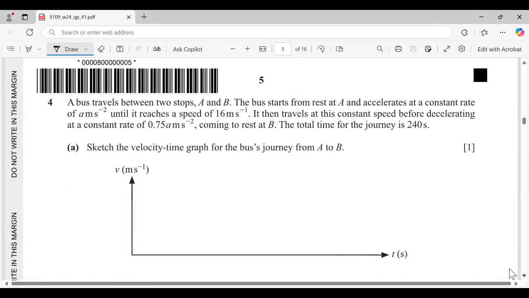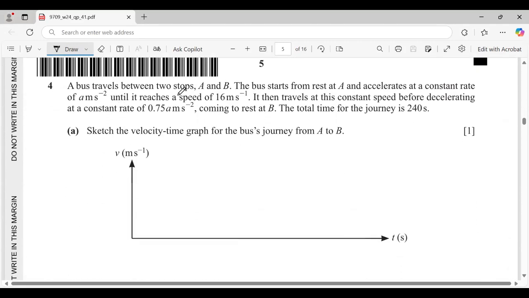Next question, number 4. A bus travels between two stops, A and B. The bus starts from rest at A and accelerates at a constant rate of a meters per second squared until it reaches a speed of 16 meters per second. It then travels at this constant speed before decelerating at a constant rate of 0.75a meters per second squared, coming to rest at B. The total time for the journey is 240 seconds. Sketch the velocity-time graph for the bus journey from A to B.